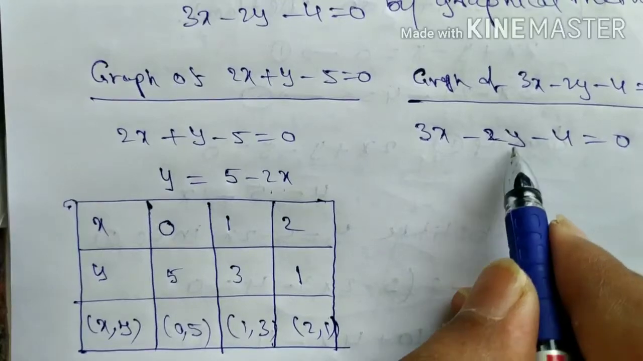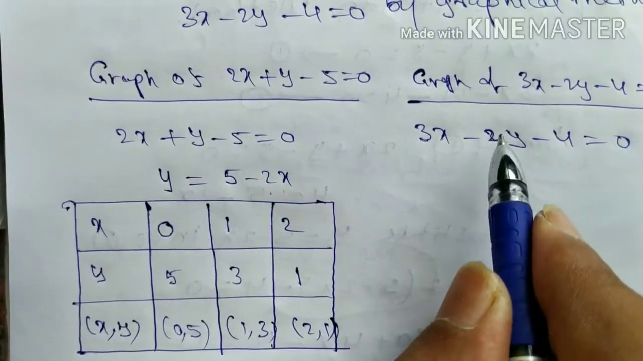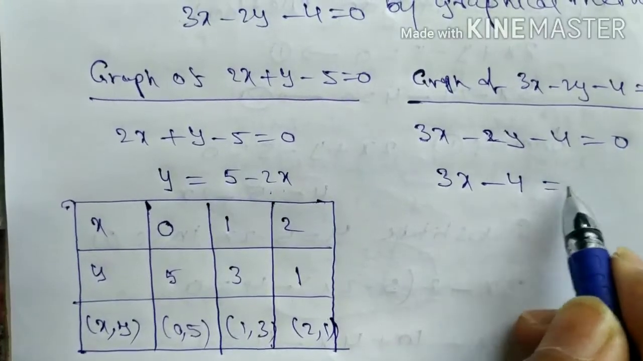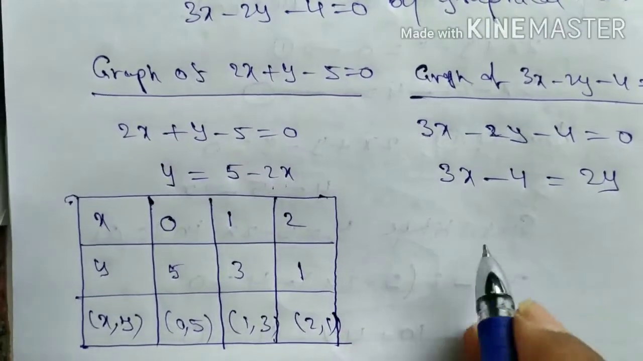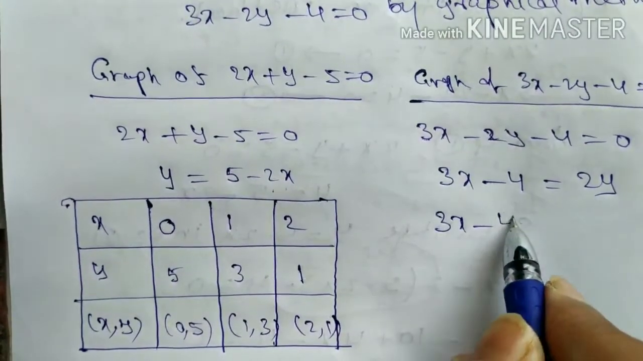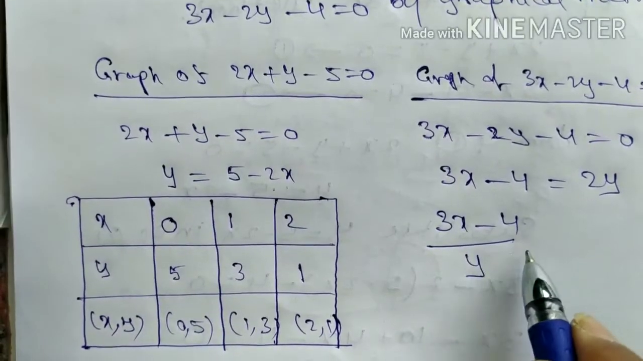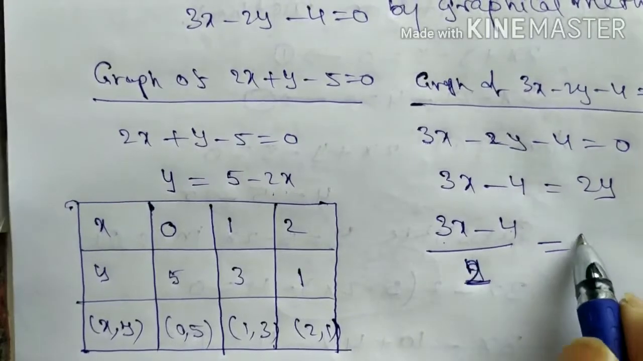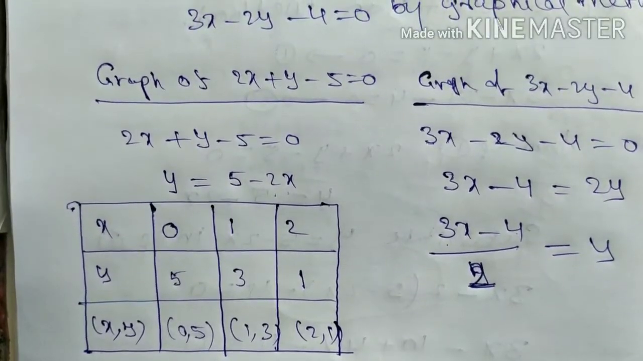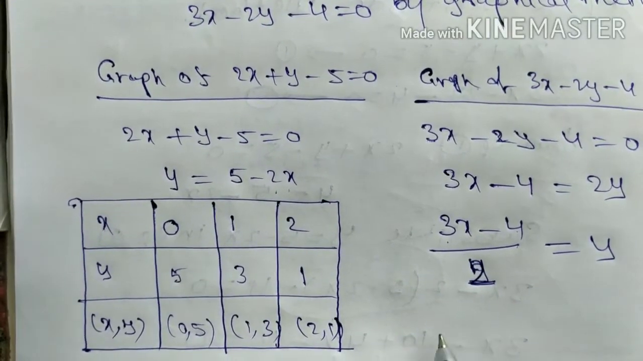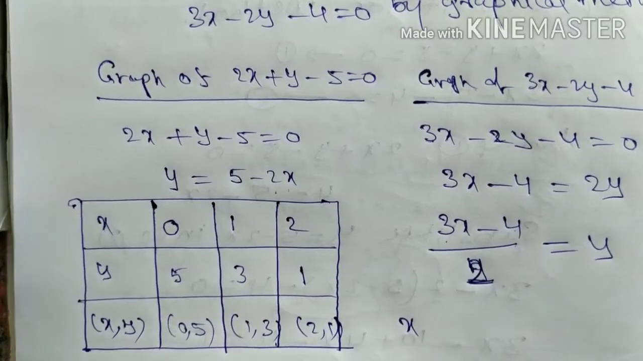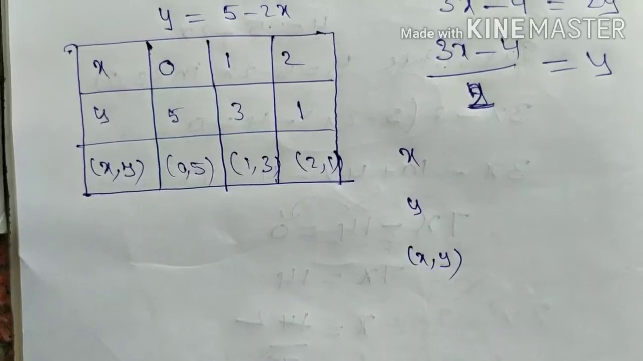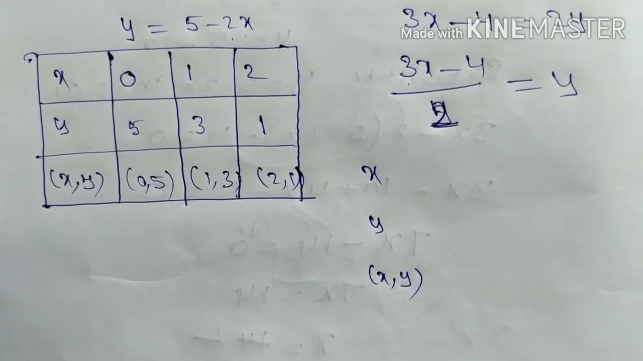From that, the y coefficient is minus, so send it to the right side. 3x minus 4 is equal to minus 2y, sending it to the right side, plus 2y. Next, (3x minus 4) by 2 is equal to y. Y is taken as the subject, so 2 is sent to this side. Okay, now x, y, x comma y.